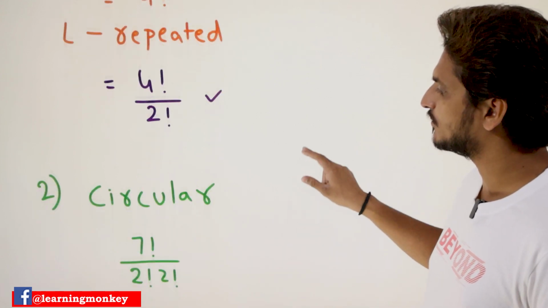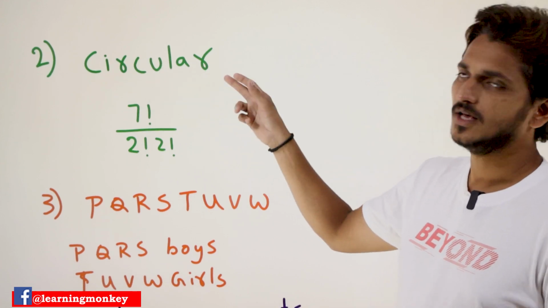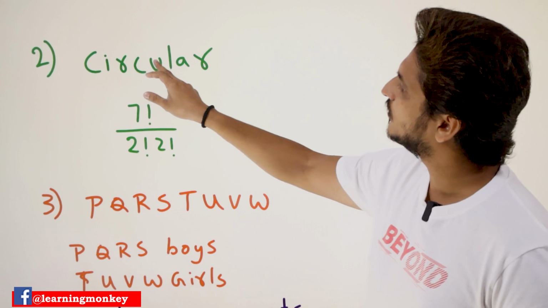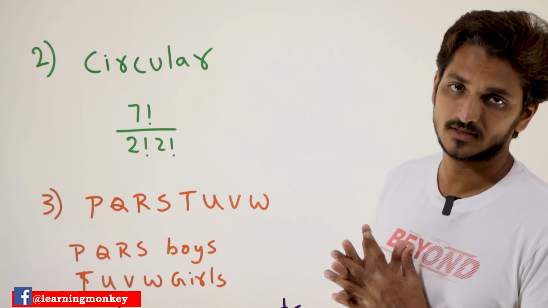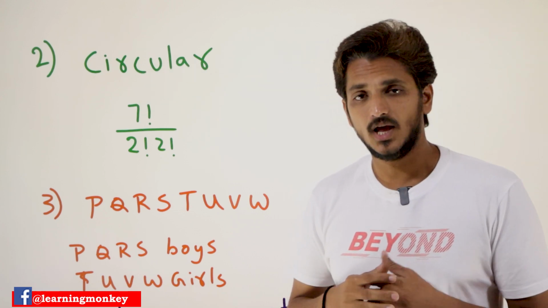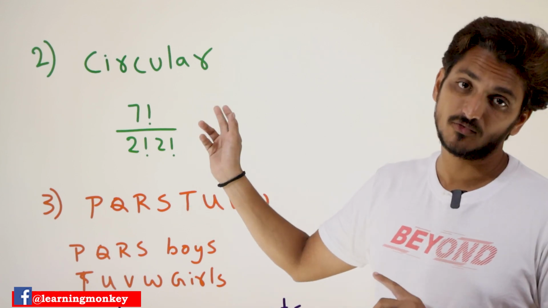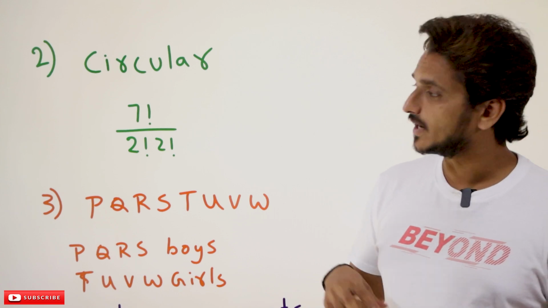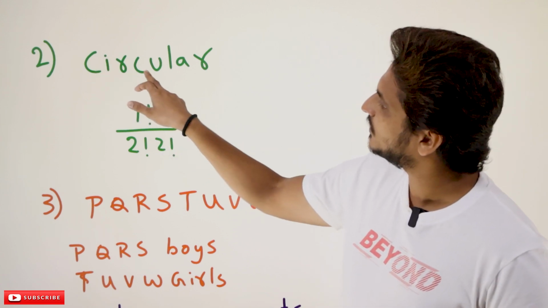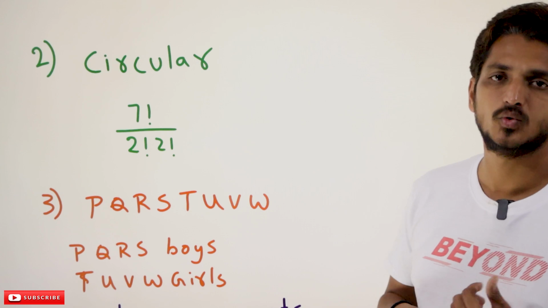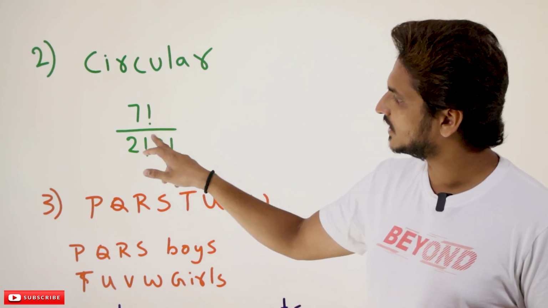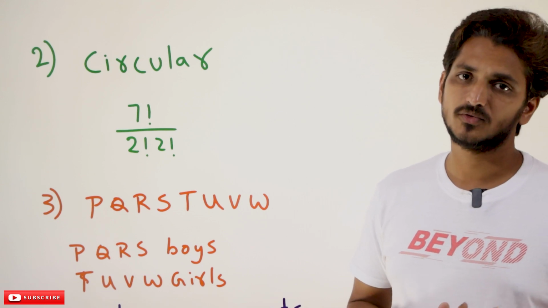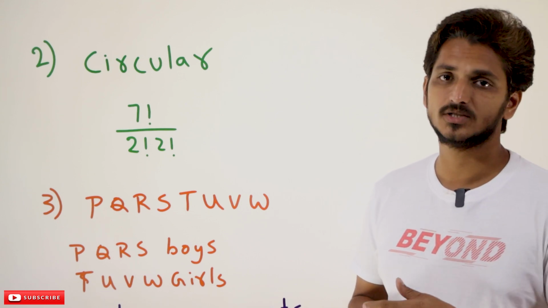Let's take one more example. If you take the word circular, how many characters are there? 1, 2, 3, 4, 5, 6, 7, 8 characters. So n is equal to 8. The formula n minus 1 factorial gives 8 minus 1, which is 7 factorial. But we have repetition. C is repeated 2 times, R is repeated 2 times. That's why 7 factorial divided by 2 factorial, 2 factorial. This is the output for circular permutations of this word.